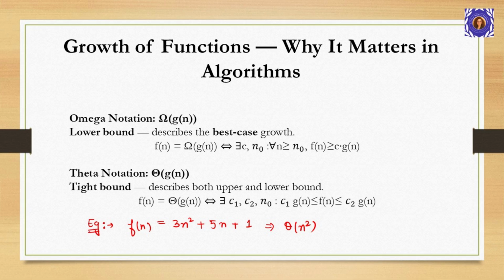Using our previous example, f of n equals 3n squared plus 2n plus 7 is also omega of n squared because the n squared term ensures it grows at least as fast as n squared.